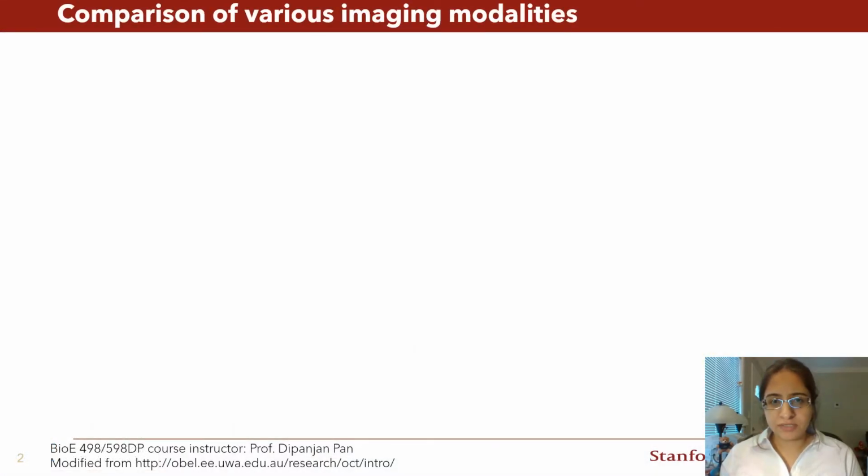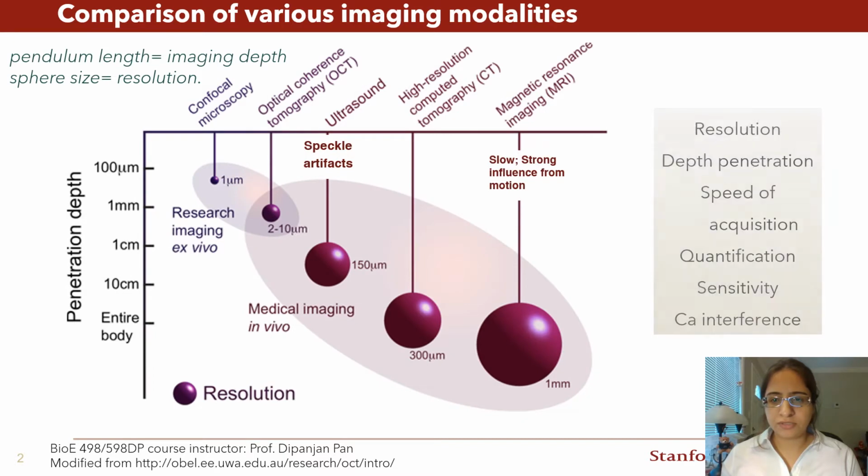When we are talking about various imaging modalities, we have to consider that no single imaging modality is appropriate for every application. In fact, the imaging modalities can have different resolution, depth of penetration, speed of acquisition, quantification capabilities, sensitivity, and calcium interference. So one of the workhorse imaging modalities in the clinic is computed tomography, or CT, which has an excellent depth of penetration. However, it suffers from poor resolution. It is fast, but it has a lot of interference from calcium.